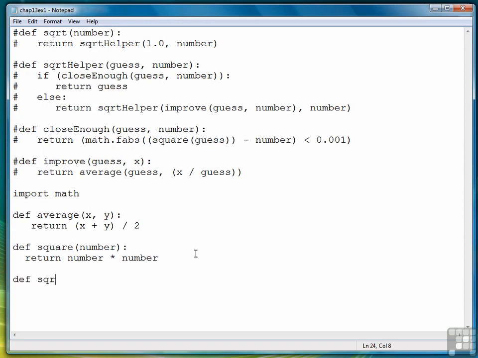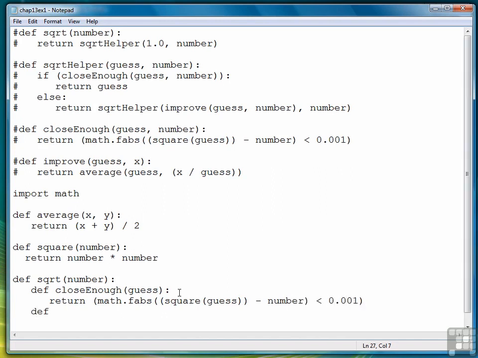Our main function is square root, and its parameter is a number. Then the first nested function we're going to define is close enough, and its only parameter will be guess. The reason for that is that number now is available to the close enough function because close enough is defined inside of square root, and we take advantage of lexical scoping to only have to pass one parameter to the function. And then we'll write out the definition for close enough right here.